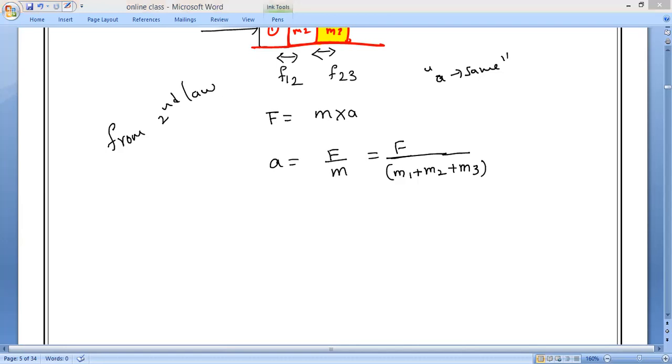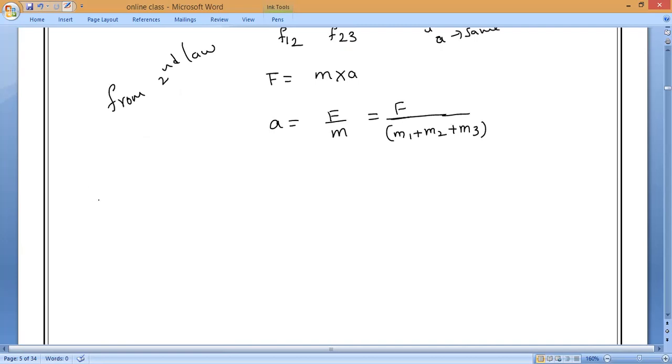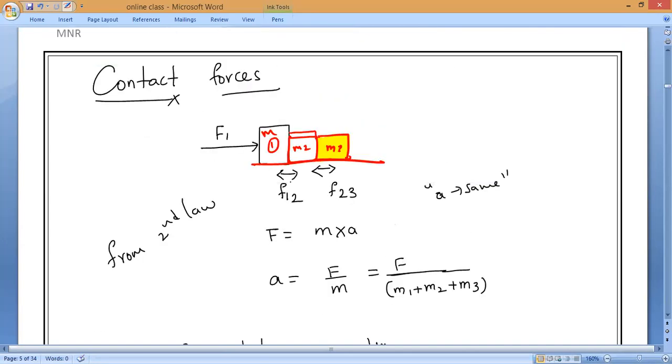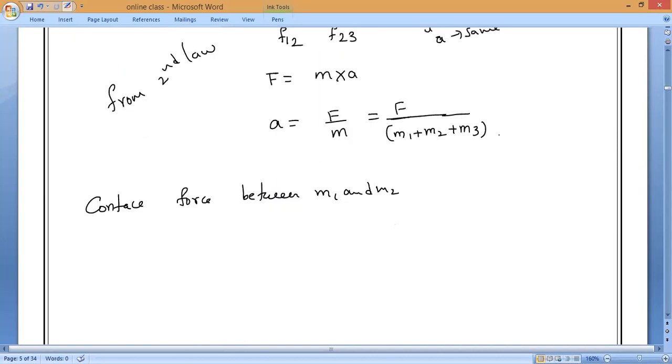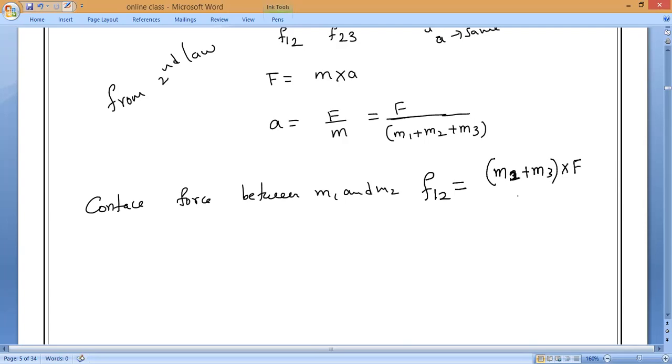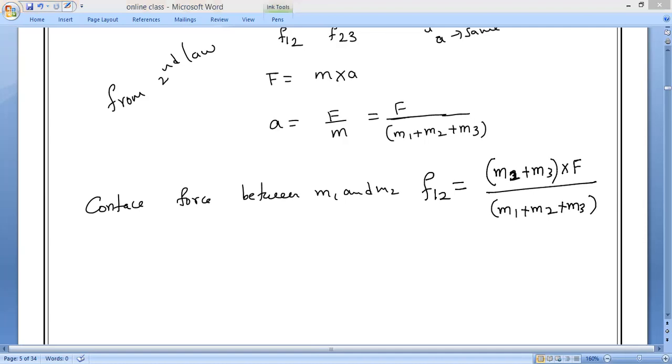Now, what is the contact force between M1 and M2? What is the contact force between M1 and M2? We call it F12. So F12 equals what will happen? We have to subtract the force acting between M1 and M2. So what is the formula, Hari? F12 equals (M2 plus M3) into F, divided by M1 plus M2 plus M3. Yes or no?